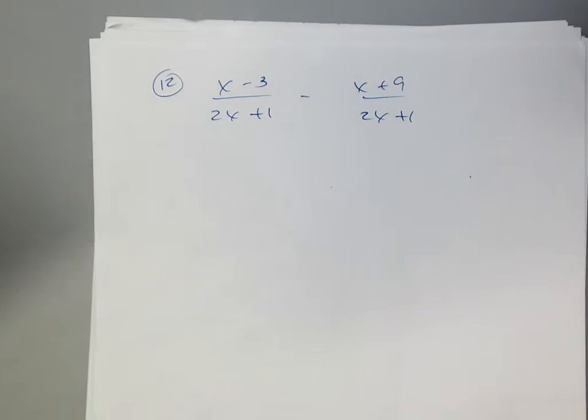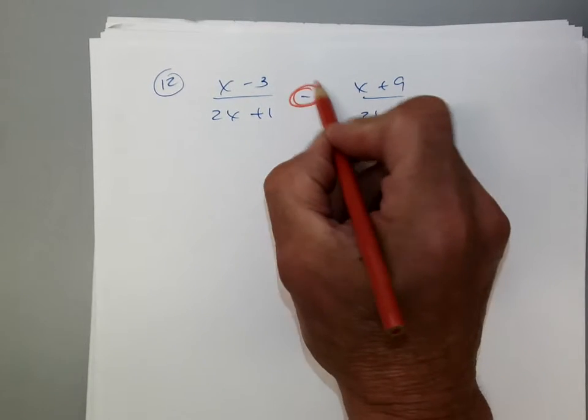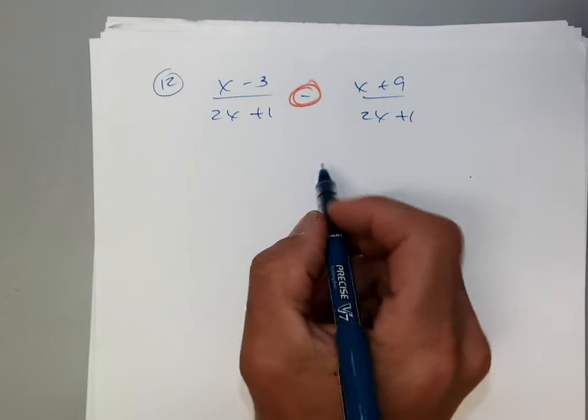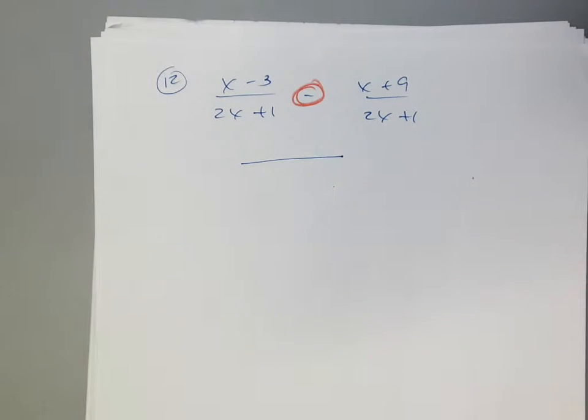On this one, you have to be extra careful about the negative. You really do. So what's my common denominator? Well, it's easy. I already have one, right? I'm subtracting. Have to have a common denominator, okay?